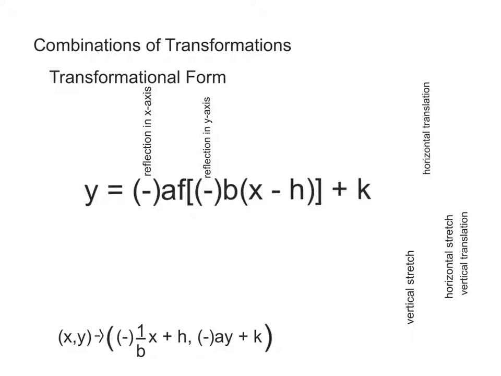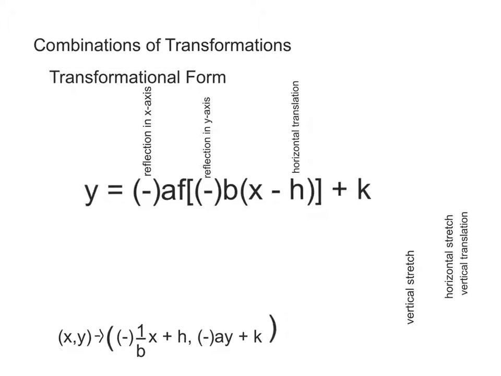See what else I have here. I have horizontal translation. Where should I put that? Above what letter? H. If you have a number, subtract it from the x. Could look like addition too, right? But if you have a number subtracted from the x, then you have a horizontal translation.